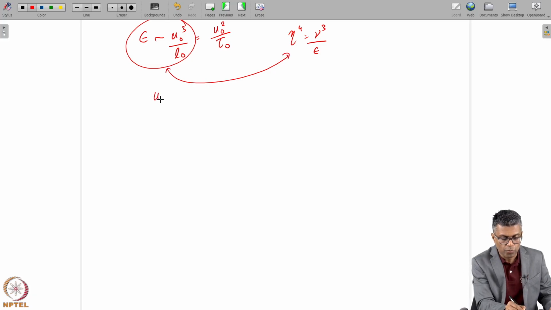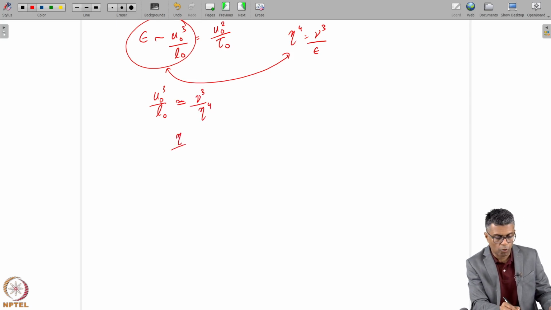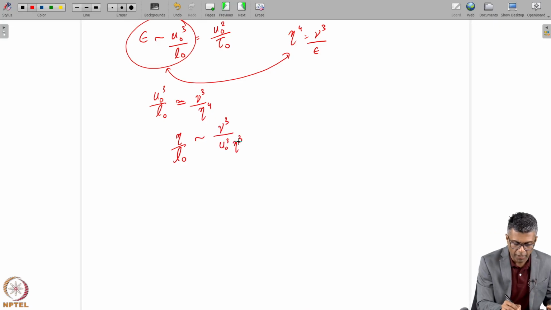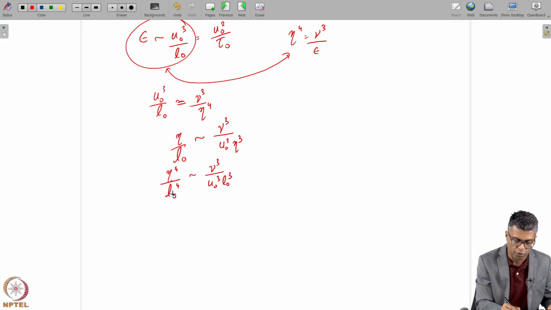Then what do I have? U0 cube over L0 is of the order of, or I would say it is equal to nu cube over eta to the 4, which means eta over L0 is of the order of nu cube over u0 cube, isn't it? Eta cube. Now, just so that I can manipulate this, I'll write this as eta to the 4 over L0 to the 4 is of the order of magnitude of nu cube over u0 cube L0 cube, isn't it? Because I have an L0 to the 4 here, so I brought an L0 cube on the right hand side.